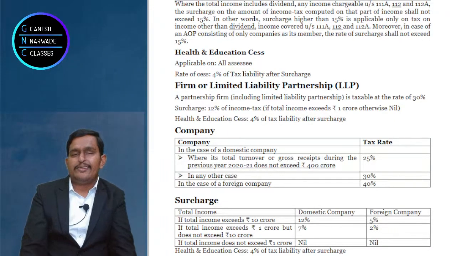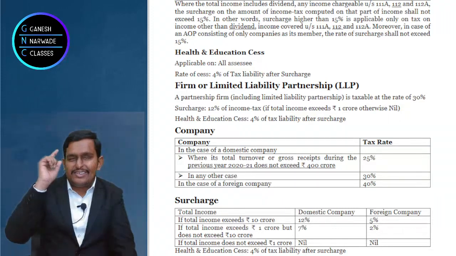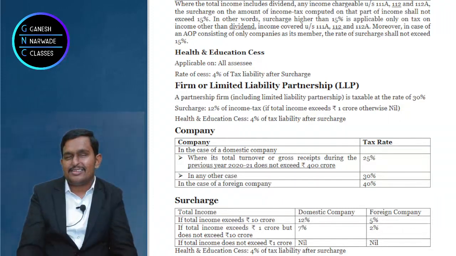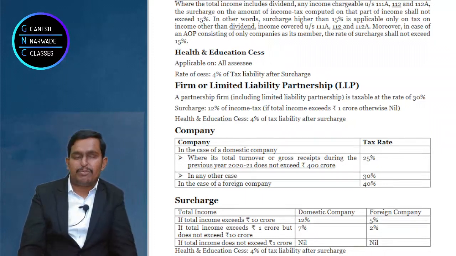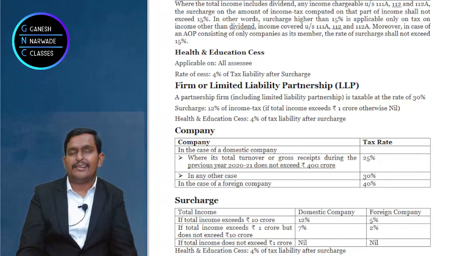Now you are able to connect with those 10 steps which I discussed. Are we able to connect everything? When you complete all the chapters, 10 steps will be like a cakewalk for you. Okay, let's continue now. Shall we discuss firm tax rates, company tax rates, and jump into the problems? Let's do it quickly.